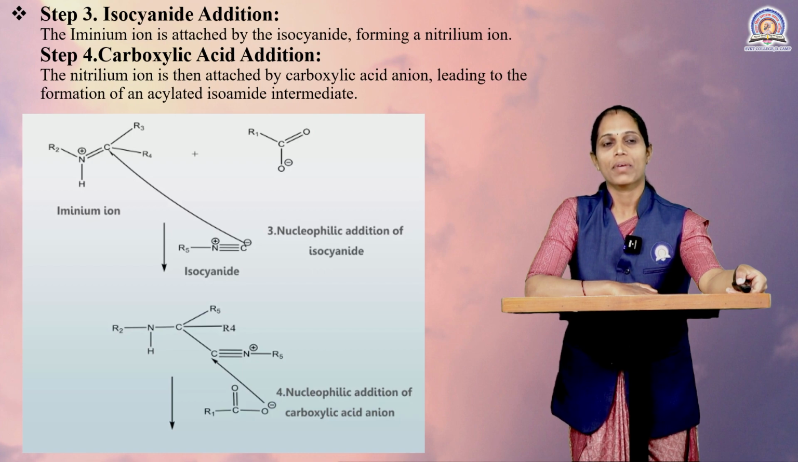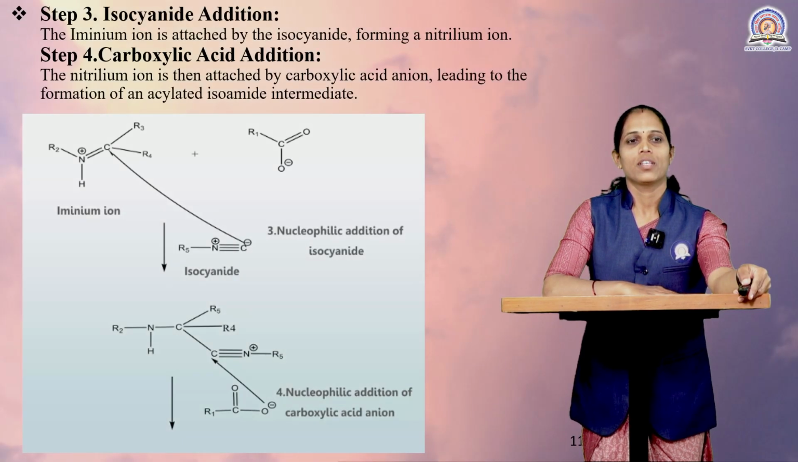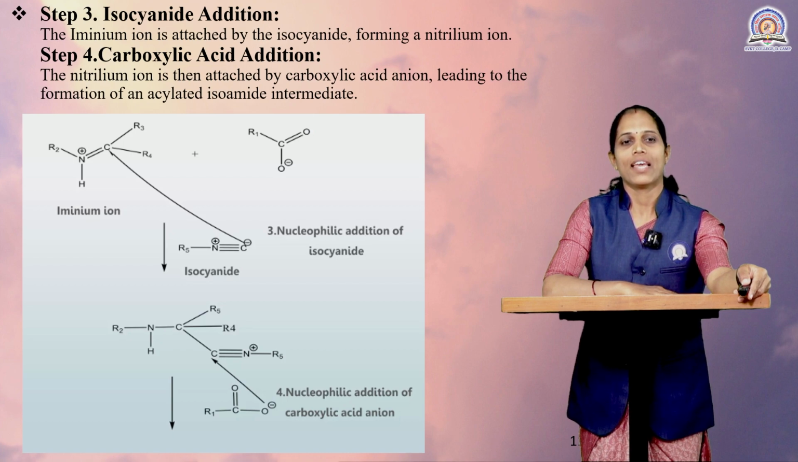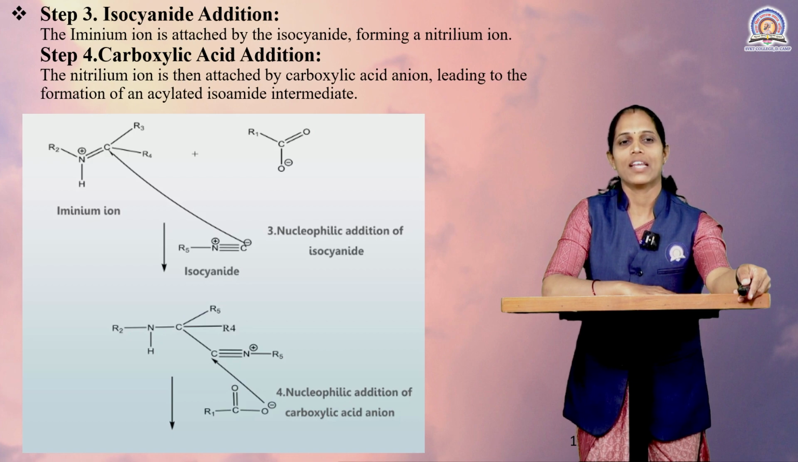Now the third step is isocyanide addition. See, the iminium ion is attacked by the isocyanide, forming a nitrilium ion. In the mechanism, the nucleophilic addition of isocyanide takes place in this step. Now in step 4, the carboxylic acid addition, the nitrilium ion is then attacked by the carboxylic acid anion, leading to the formation of an acylated isoamide intermediate. Means the nucleophilic addition of carboxylic acid anion takes place in this step.